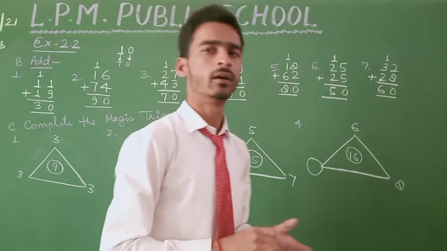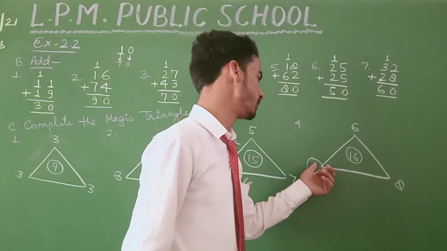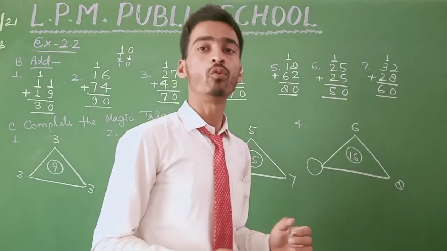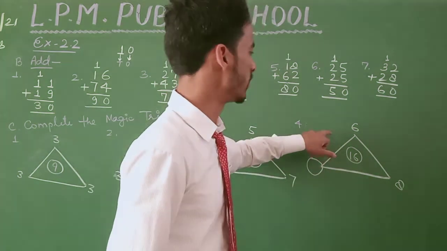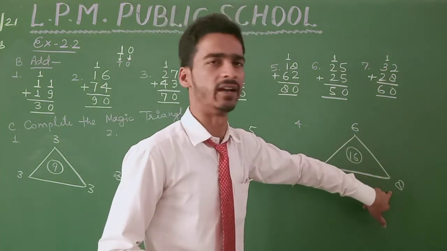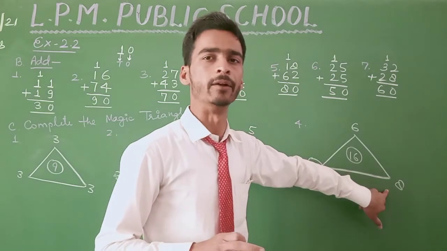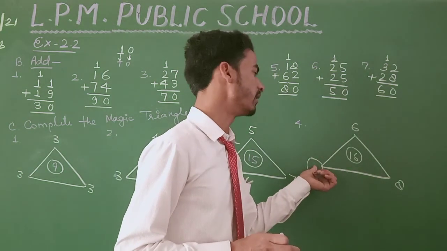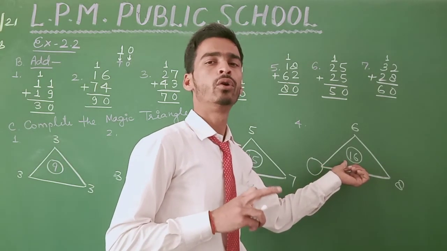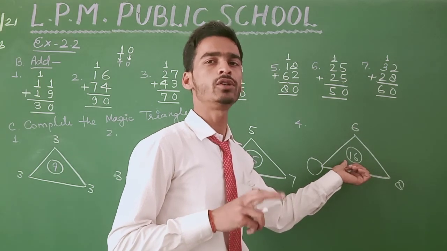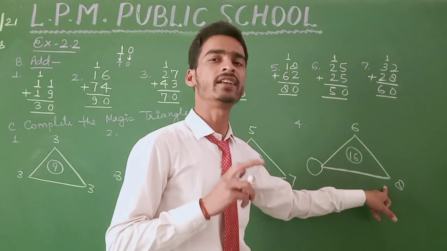Okay, in the fourth question, this rule doesn't apply because there is 6, there is 8, and there is a blank, and there is 16. So what do we have to do here? Listen carefully how we can do it. Firstly we have to add 6 and 8, that is 14. And what should be added to 14 to make 16?